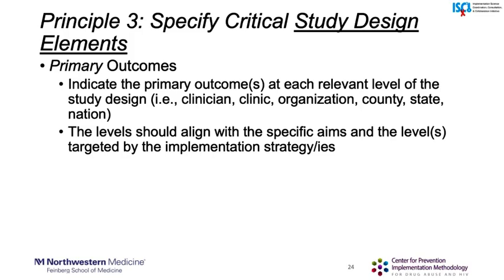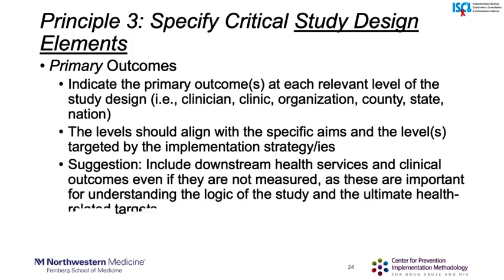So again, if you have an implementation strategy that targets individual physician change, that should have its own primary outcome at that level. If it's being coupled with an organizational change strategy, there would likely be an outcome at that level as well. Another suggestion is to include the downstream health services and clinical outcomes of an implementation, even if they are not measured, as these are important for understanding the logic of the study and the ultimate health-related targets.